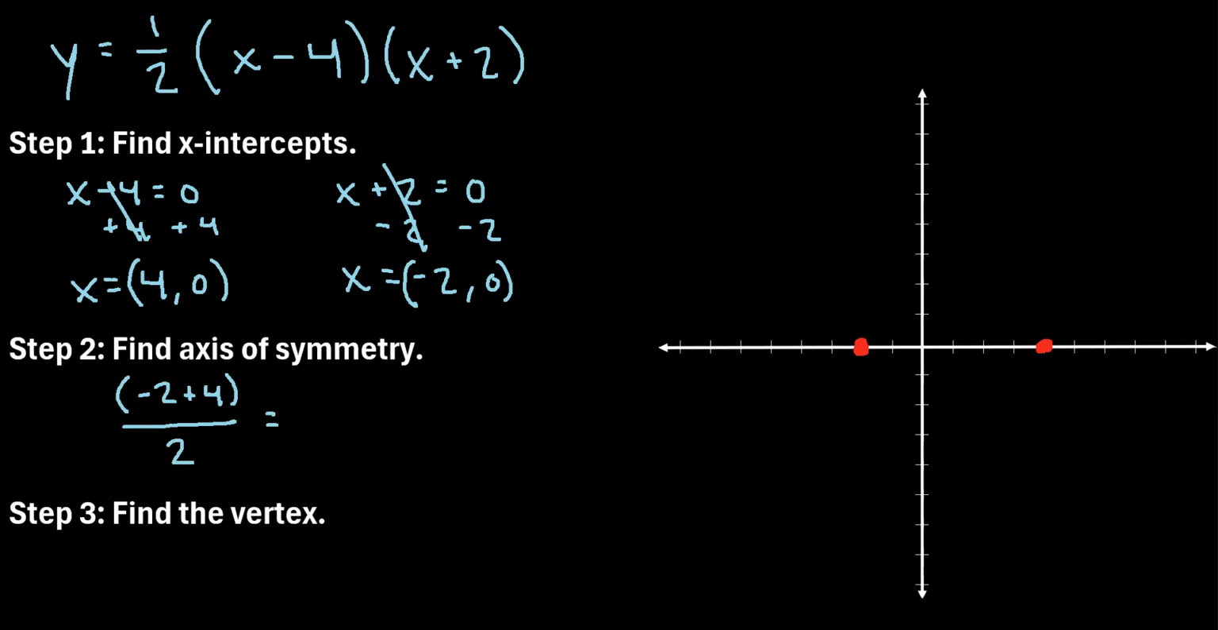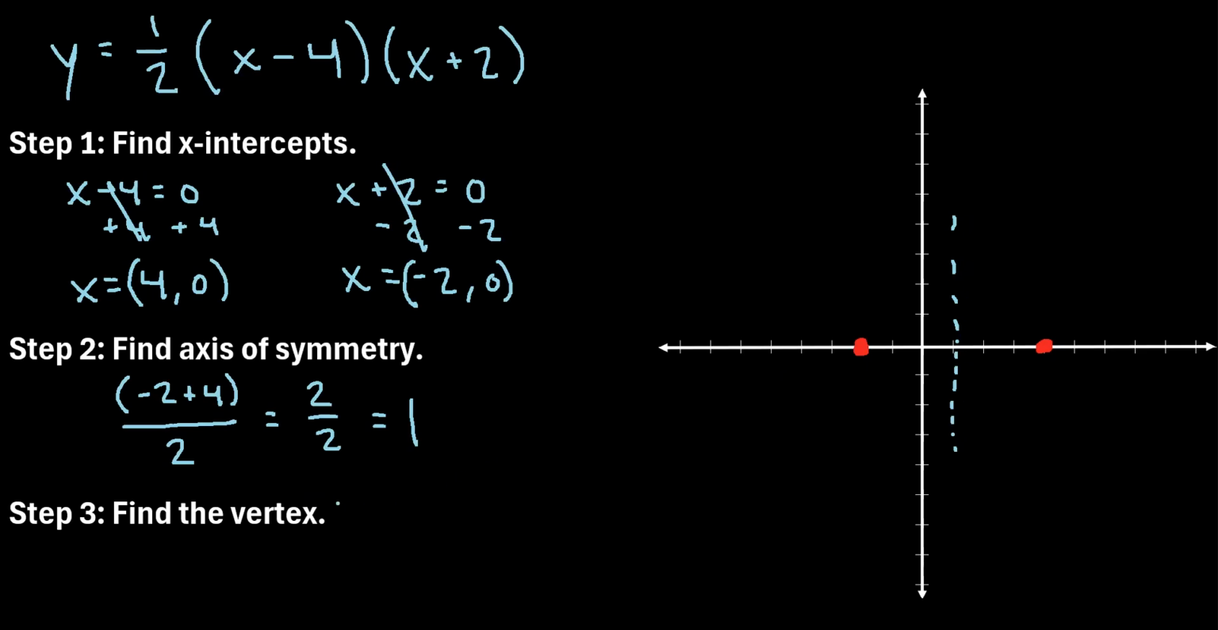So we get negative 2 plus 4, that's 2, over 2. 2 divided by 2 is just 1. So the axis of symmetry is located at an x value of 1, right here. Or if we imagine we could draw a dashed line like this. So this is the line that will perfectly split the parabola in two.